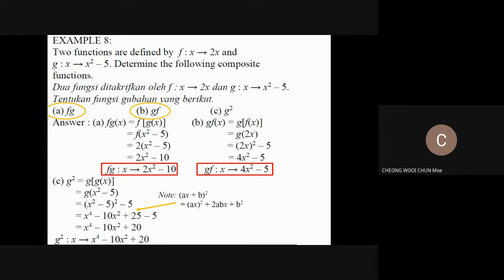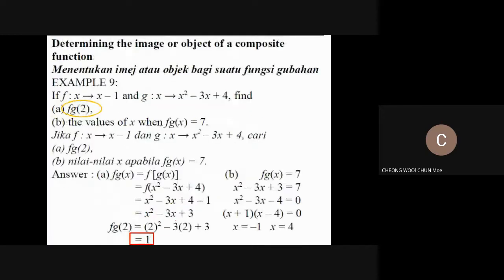Then you simplify it: x power 4 minus 10x squared plus 25 minus 5 is plus 20. So our final answer, from here, notation g squared: x arrow x power 4 minus 10x power 2 plus 20. Then determine this one.